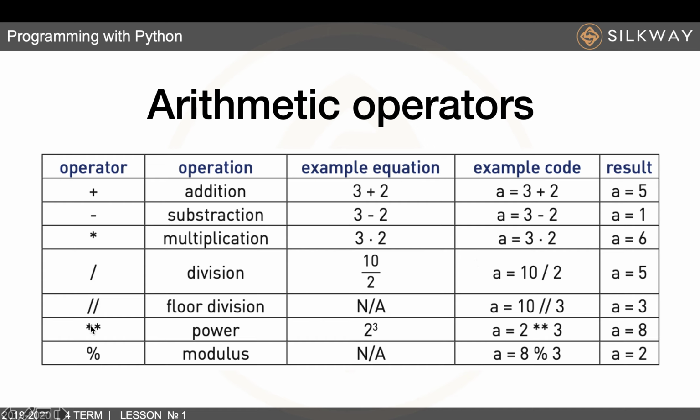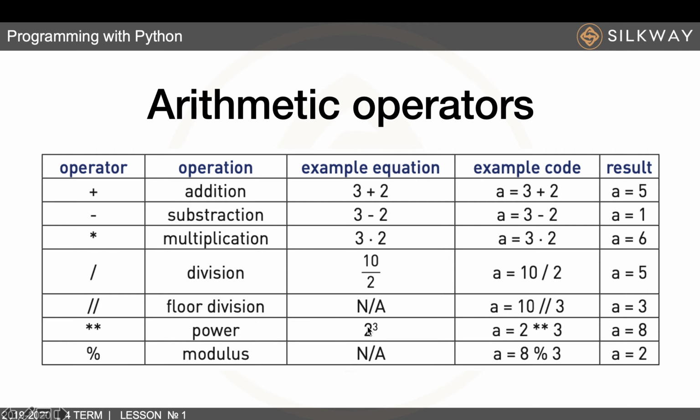Let's continue with the power. Double star means the power. 2 to the power 3 is written as 2 double star 3. And the answer will be 8. Why 8? Because it means 2 times 2 times 2, 3 times.